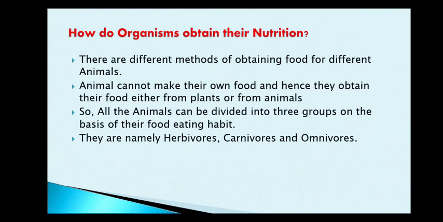As we already know, the mode of nutrition in animals is heterotrophic. There are different methods of obtaining food for different animals. Animals cannot make their own food and hence they obtain their food either from plants or from animals. All animals can be divided into three groups on the basis of their food eating habit, namely herbivores, carnivores and omnivores. We'll discuss all three types in detail.